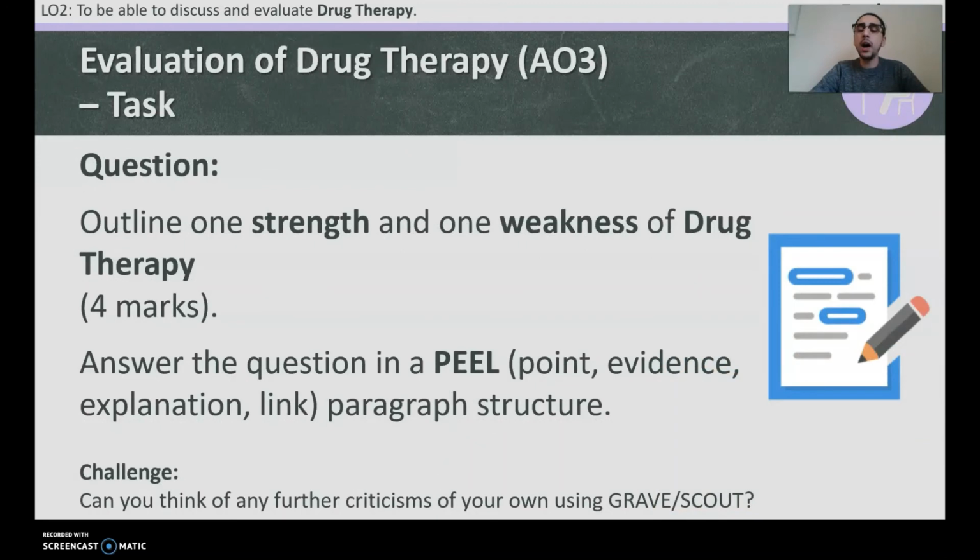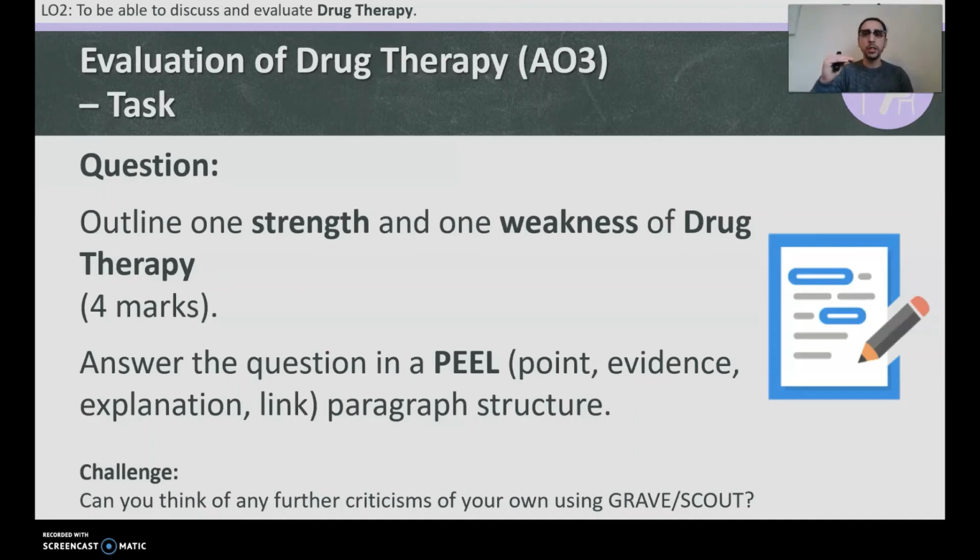And there we go. Outline one strength and one weakness of drug therapy as a means of biological therapies of schizophrenia. Answer the question in a PEEL paragraph structure. Give your point. What's the point? Give the evidence, the piece of research to back it up.